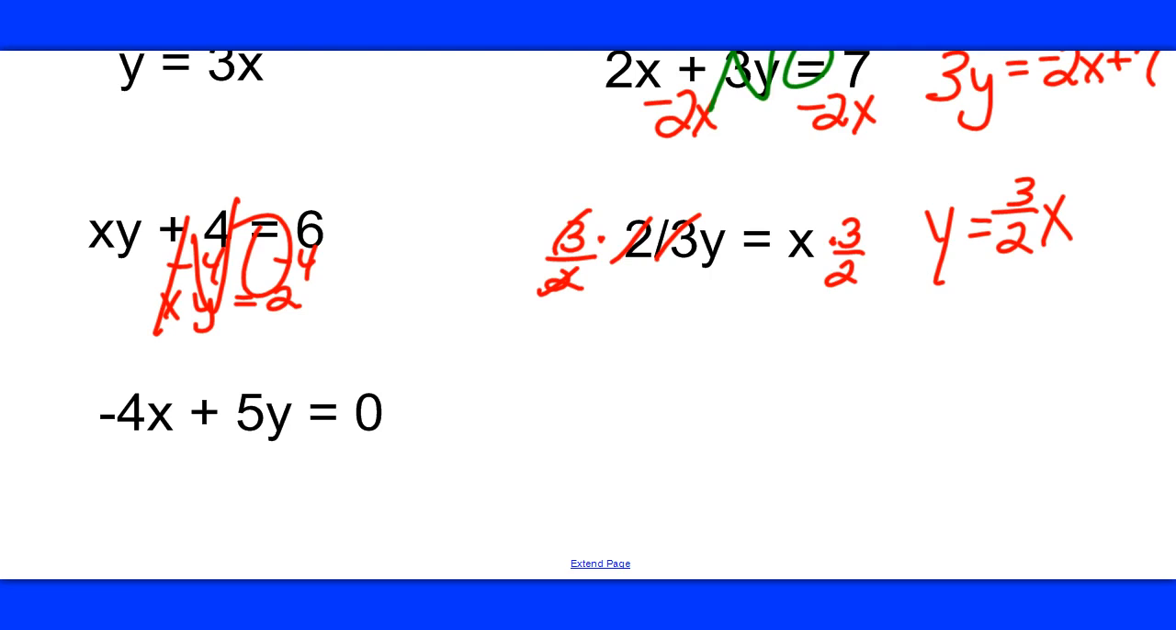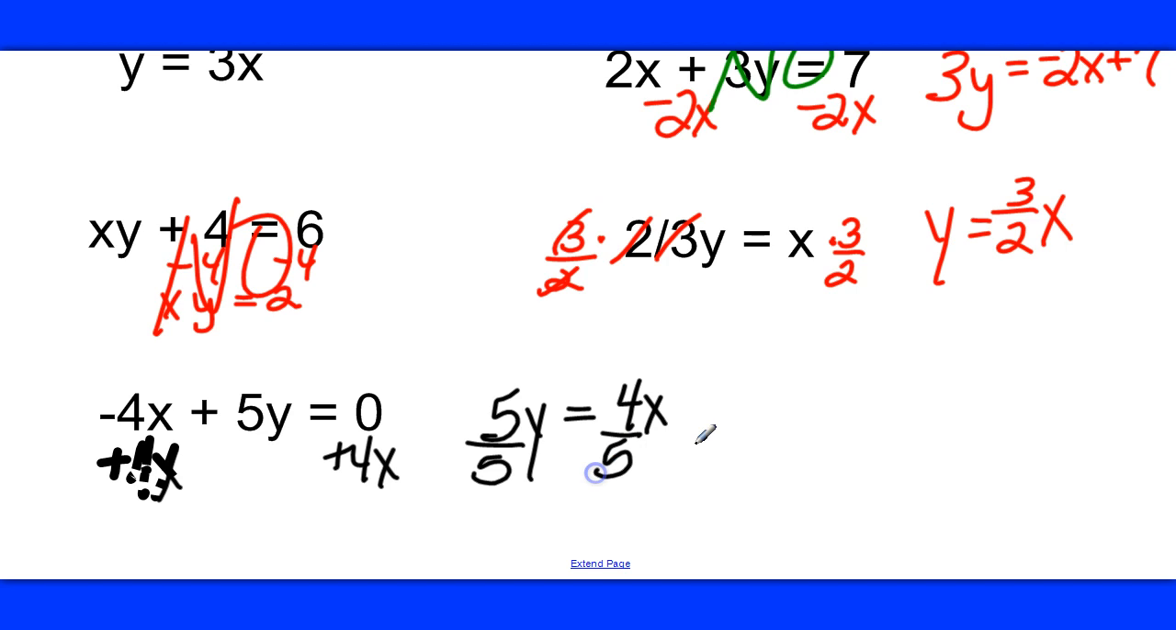Okay, let's try this last one. I'm thinking I could add 4x to both sides. Okay, add 4x over here. That's going to give me 5y is equal to 4x. Divide both sides by 5. I'm going to get y is equal to 4/5 x. That is a yes, and the k value is 4/5.